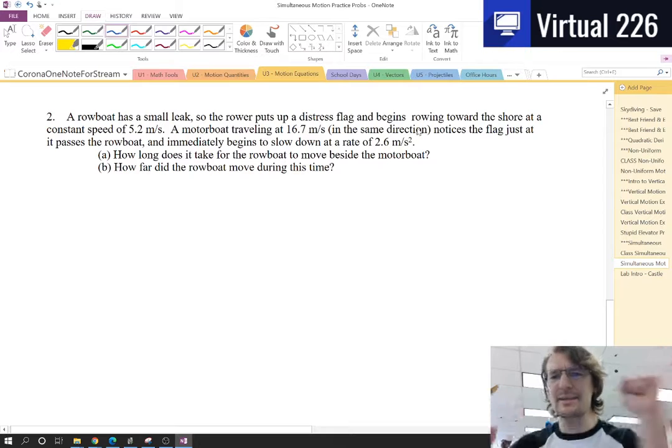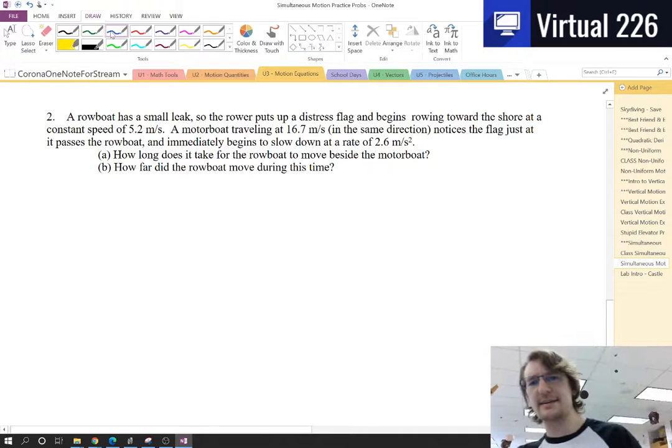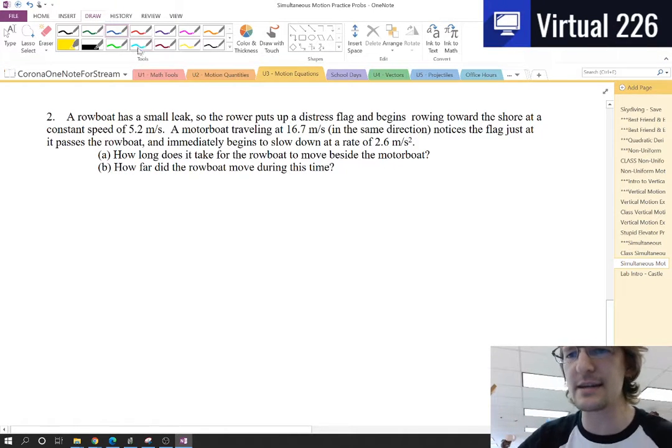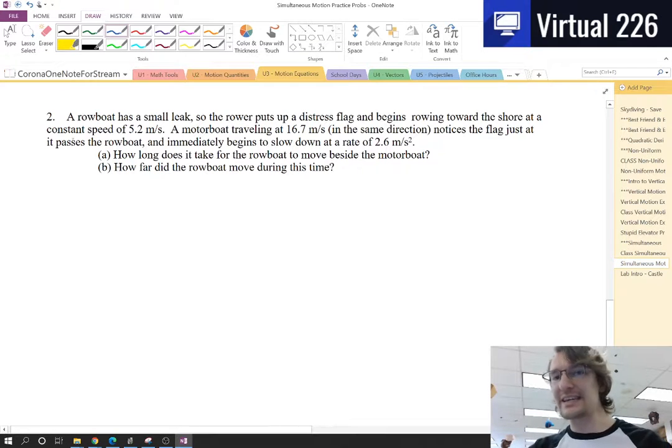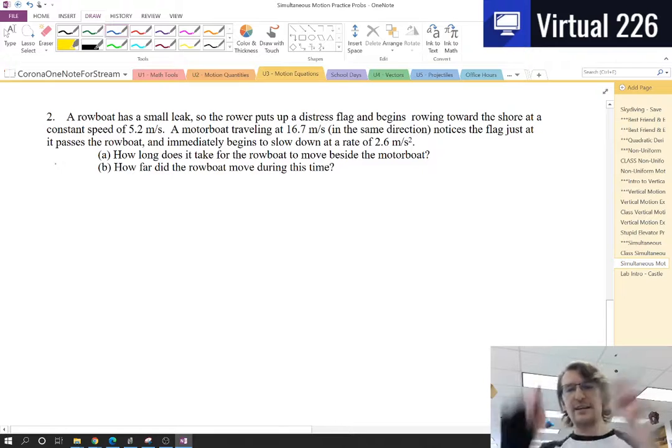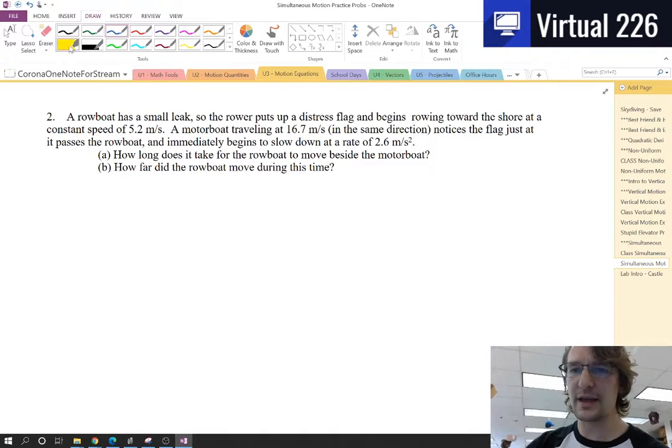Okay, what do we got here? We're looking at a Unit 3 E2 problem. These are the simultaneous motion problems. And this is the second one we're looking at. It's the one with the rowboat and the motorboat.